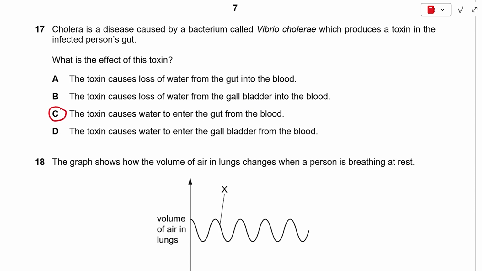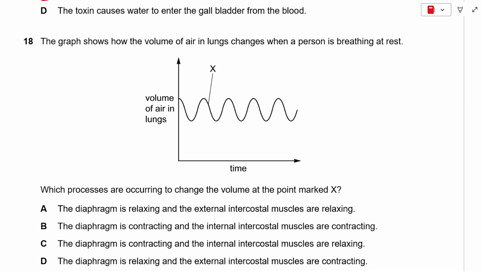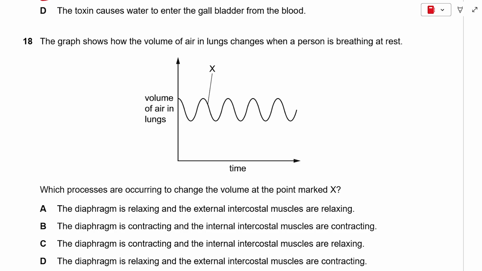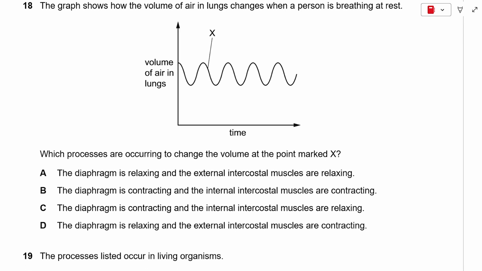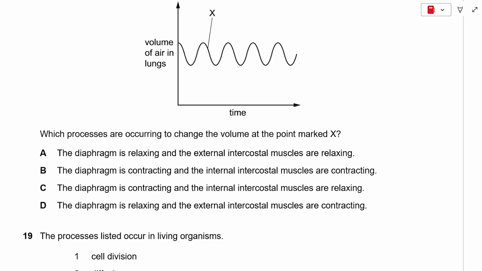So we'll say C. The graph shows how the volume of air in the lungs changes when a person is breathing at rest. We have volume of air and we have time. Which processes are occurring to change the volume of air at the point marked X? All right, so the point marked X.